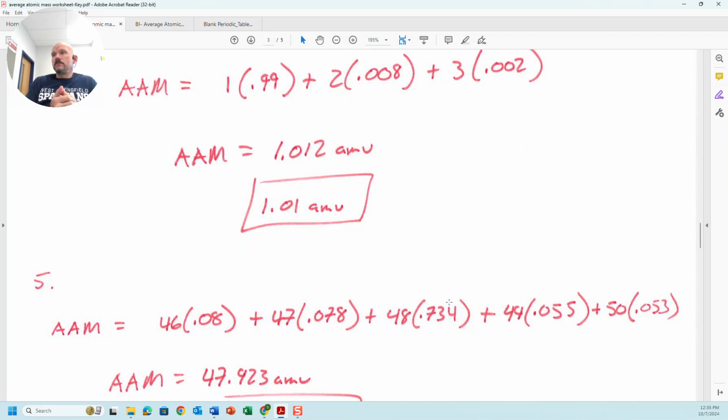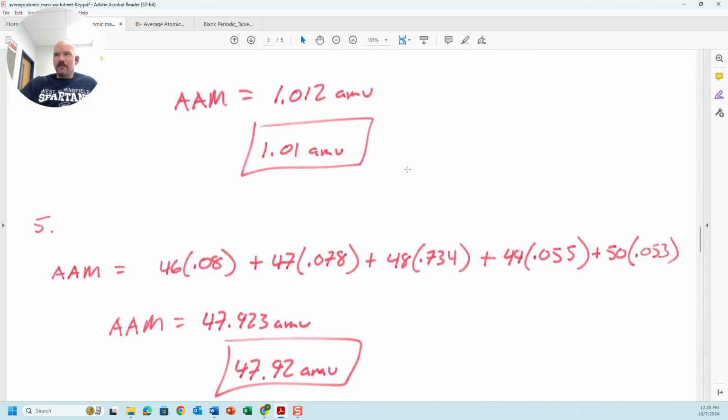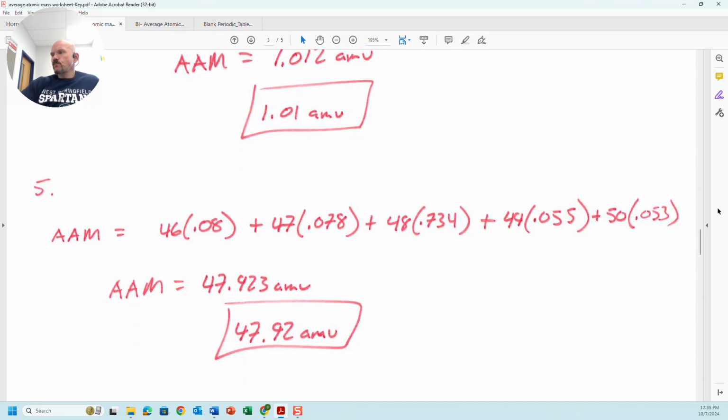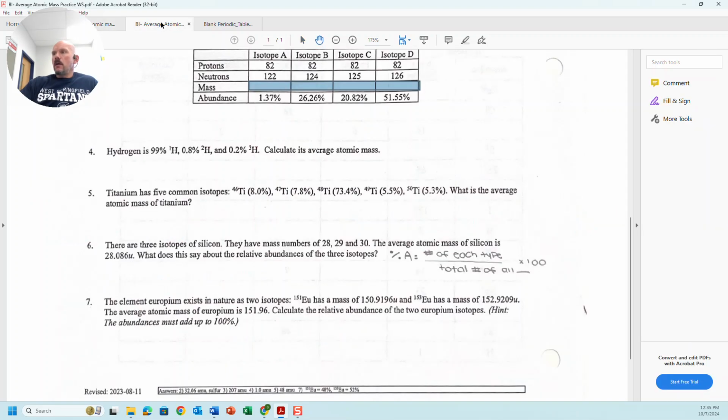But if you're not close, if the average that you calculate is not closer to the more abundant isotopes, then maybe that's another red flag that you did something wrong. Okay. So when we do that, we get titanium 47.92 atomic mass units. Okay.